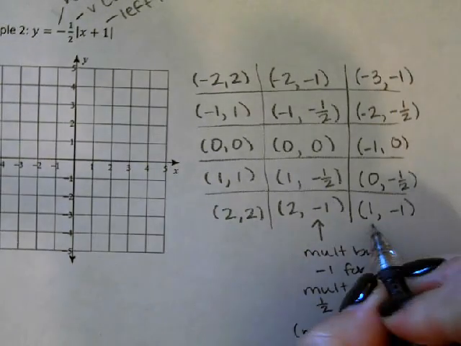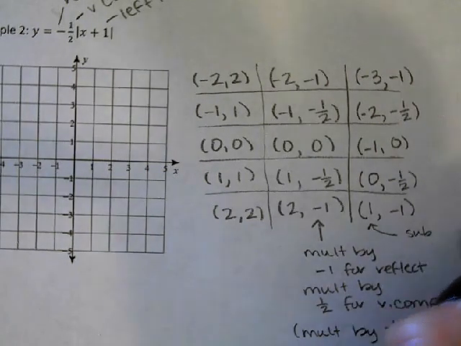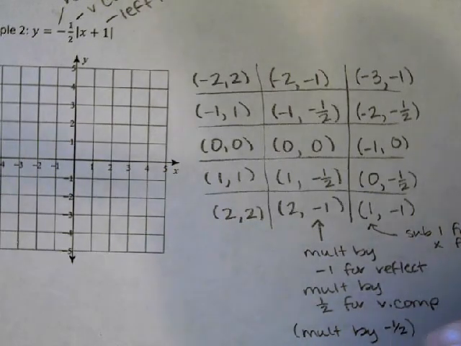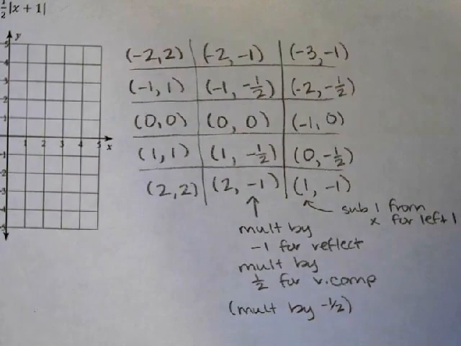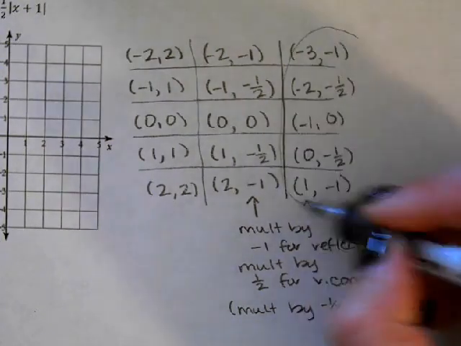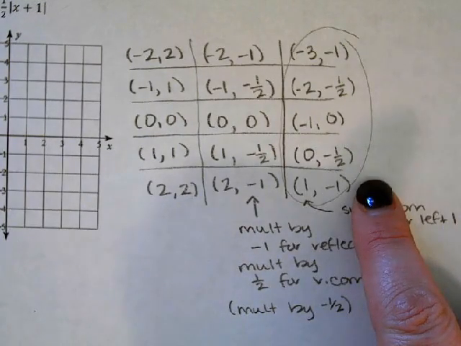I'm going to write what I did here: subtract 1 from x for left 1. Now we have done all 3 transformations, and this is the result over here. And so this is what we're going to graph. This is the final answer. So we took the original points from the parent function. We did all 3 transformations on the points. And so once we've done all 3 transformations, that means that we have the transformed graph. We just have to graph it.